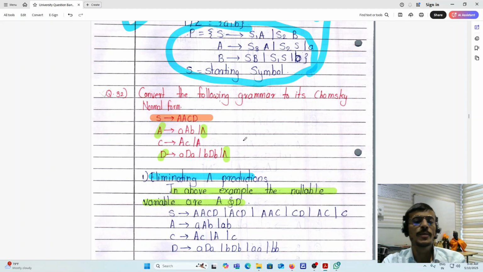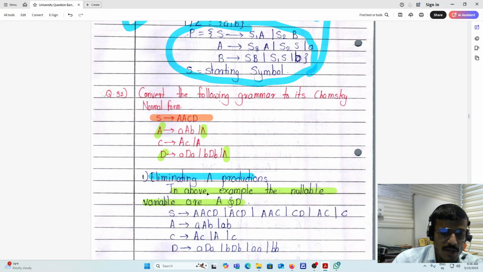We have to remove the nullable variables from this. So basically, yes, there is AACD that I have taken. The first A I have replaced with null, and it gives you ACD. Again, if I replace the last symbol D, it gives me AAC.